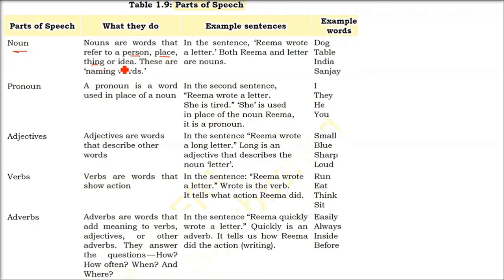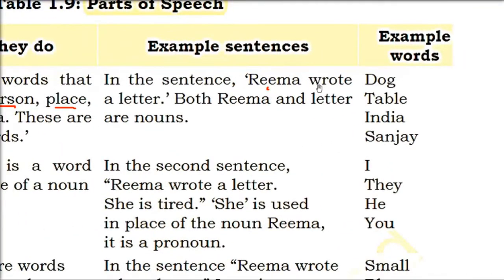So let me take examples and describe them in more detail. Noun means place, person, thing, or idea. Basically a noun is a naming word. For example, we have the sentence, Rima wrote a letter. When we say Rima wrote a letter, Rima is a name, and letter is also a thing, a name. So Rima and letter both are nouns.